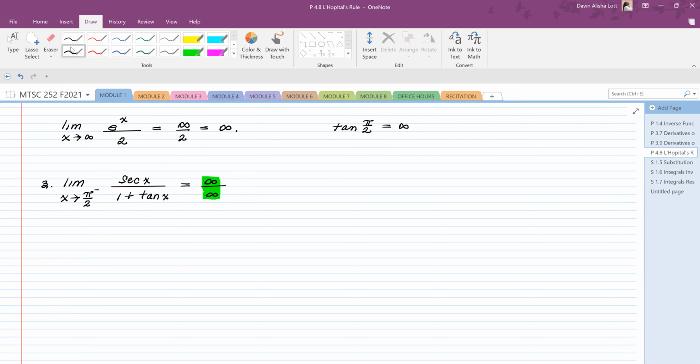All righty. So I'm going to invoke L'Hopital's rule. So I'm going to take the derivative. What's the derivative of the secant? 1 over cosine x? No, that is the definition of the secant. I want the derivative of the secant. Is it a negative cosecant? Actually, it is not.